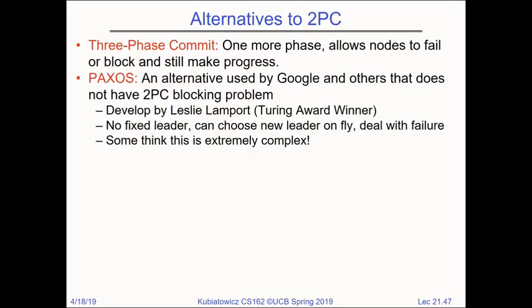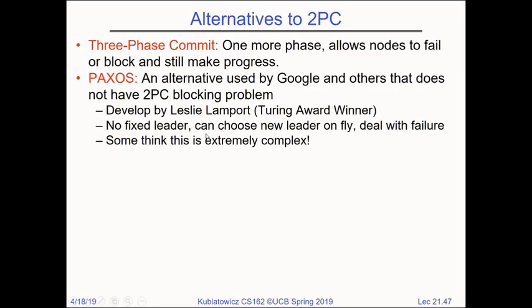One of them that's quite popular these days is called Paxos. If you take 262 with me, I'll teach you about Paxos. It's an alternative used by Google and a bunch of others that does not have the two-PC blocking problem. It also doesn't have the single coordinator problem of three-phase commit. So there's no fixed leader, and you can choose a new leader on the fly. Okay, this is another Leslie Lamport thing. It's actually a pretty amazing protocol. Literally no fixed leader, and you can somehow make progress.